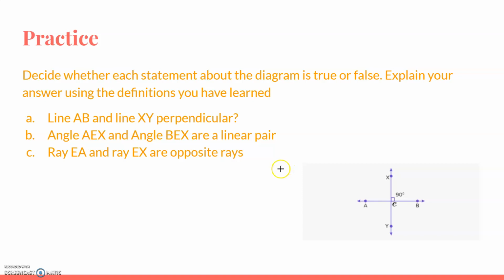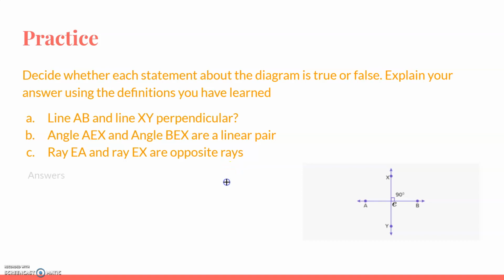Okay, so here's some practice with what we just learned. This is not just with what we learned. We learned about linear pairs, opposite rays, so many definitions before. So give this a shot. Decide whether each statement about the diagram is true or false, and then you need to explain your answer using the definitions we have learned. A. Line AB and line XY are perpendicular. Here we're given our diagram, and these questions are all based on this. B. Angle AEX and angle BEX are a linear pair. C. Ray EA and ray EX are opposite rays. Pause the video, give this a shot, come back, and I'll give you the answer.